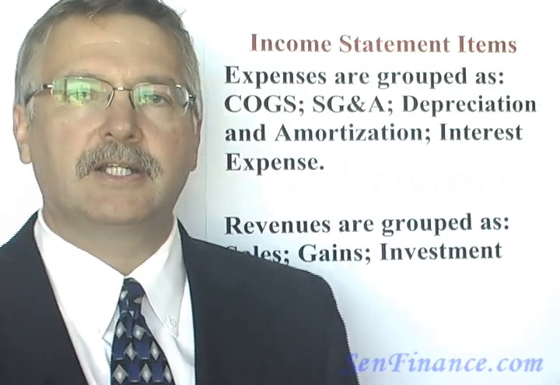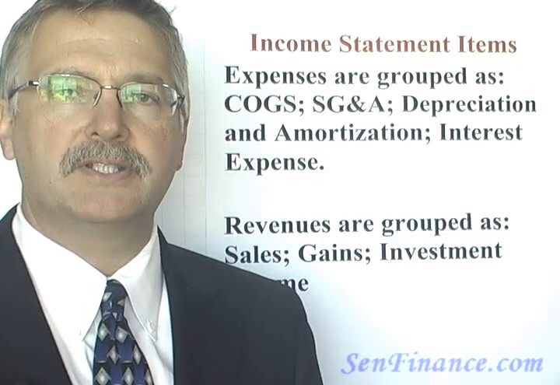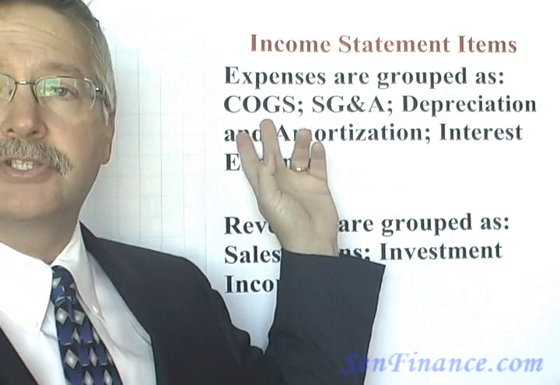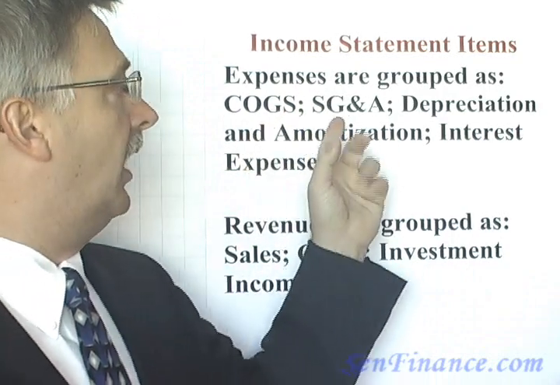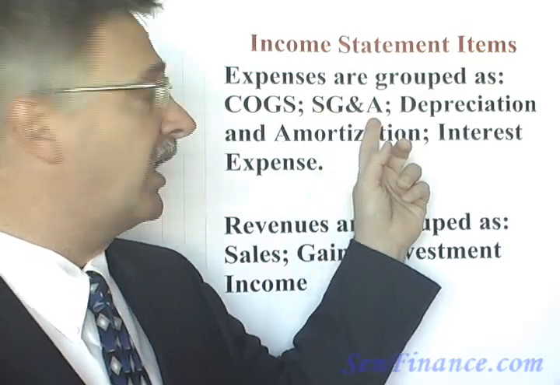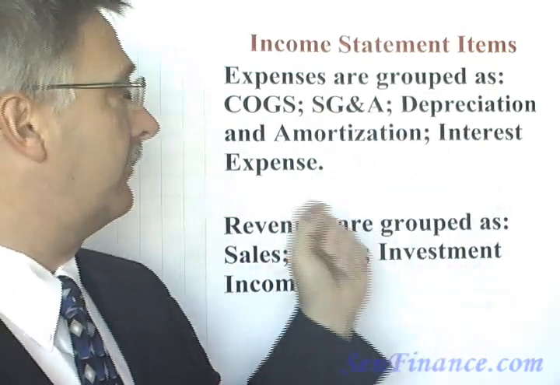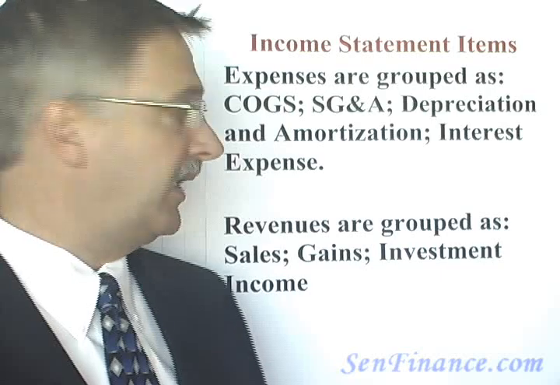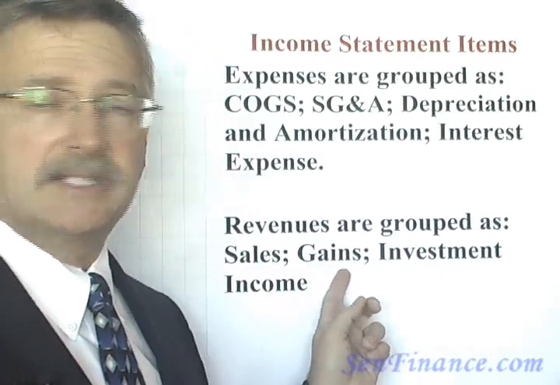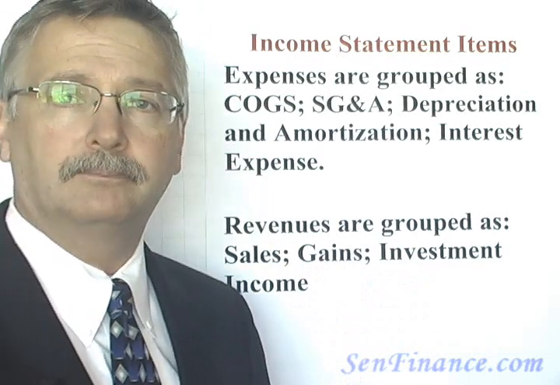Turning our attention to the income statement and the categories of items there, you might find expenses being grouped together as cost of goods sold, SG&A, a common term, sales, general and administrative, depreciation and amortization, and interest expense. Revenues could be grouped as sales, gains, and investment income.